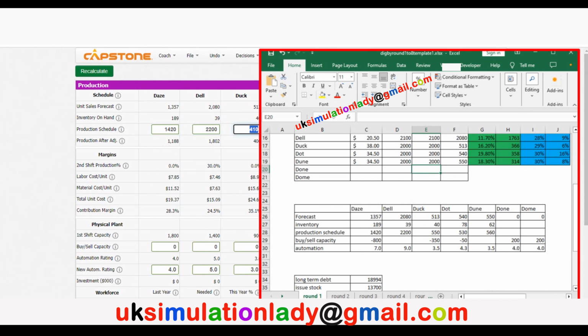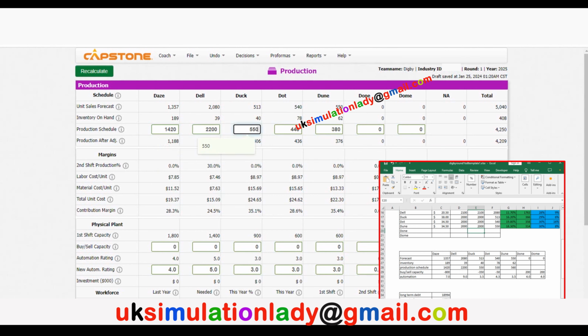For Duck, with an inventory of 40, we'll order a production of 550 units. For Dot, with an inventory of 78, order a production of 530 units. For Dune, with an inventory of 62, we'll produce 560 units. In all these cases, we've ensured there's some safety stock to cover any unexpected demand surges. We aren't producing anything for Dune and Dome this round because they're still in development, and we don't have the capacity or automation in place for production yet.